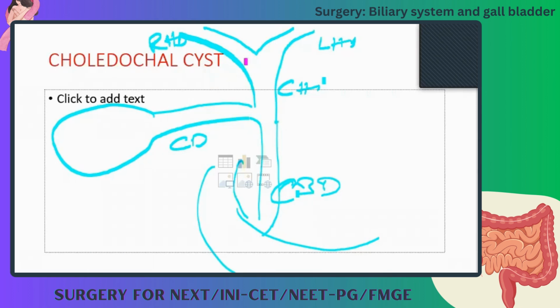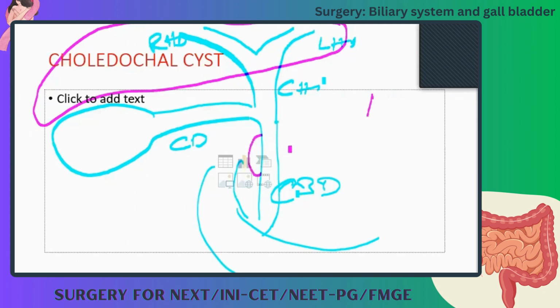So the liver is like this. These two, right hepatic and left hepatic, are intrahepatic, within the liver. All these are extrahepatic, outside the liver. Okay. It is clear. Type 1 is a single cystic dilatation, a single fusiform dilatation of the common bile duct. If this is single, right? Type 1. Clear?